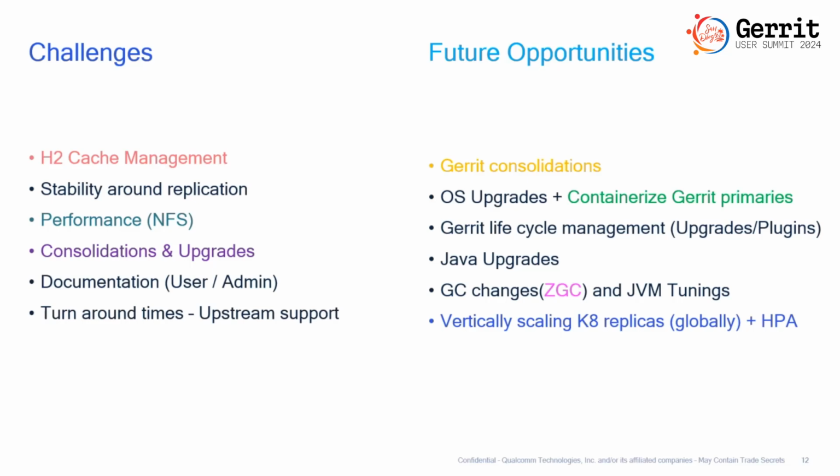Lifecycle management, upgrades, plugins, that is in the roadmap. Whenever a new release happens, obviously we want it to be running with the latest and greatest. Java upgrades, we are on Java 17 now. As Matthias mentioned, we have to consider a Java 21 upgrade. Looks like there is a performance improvement there as well.